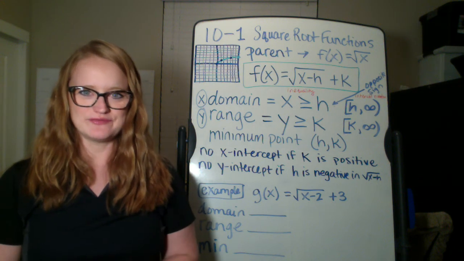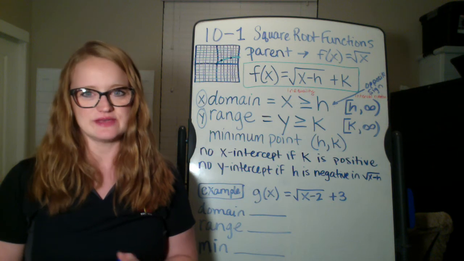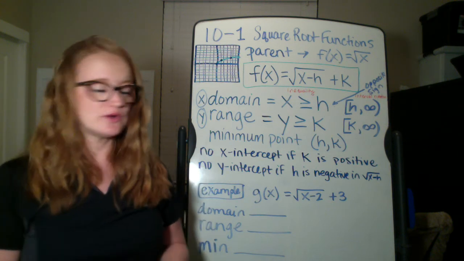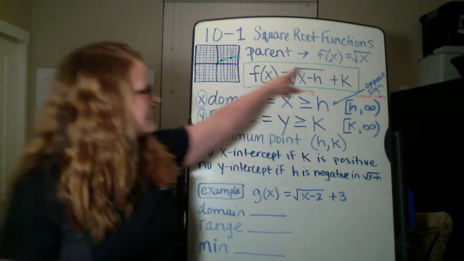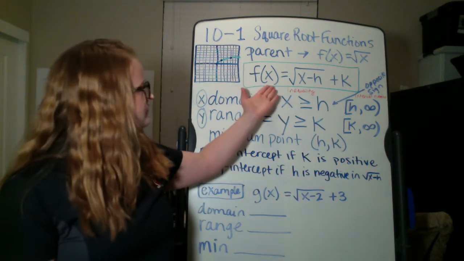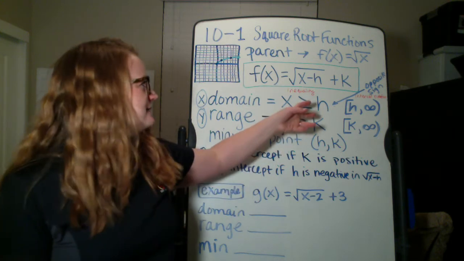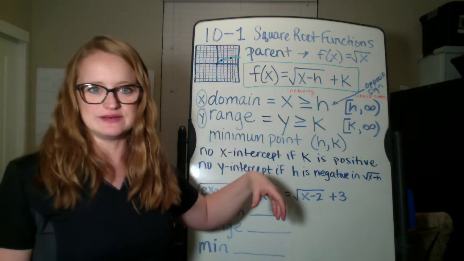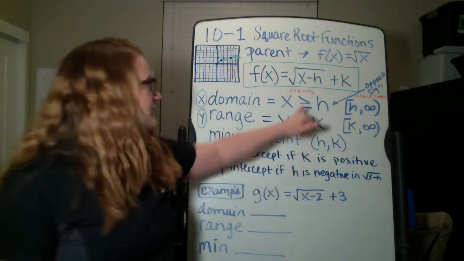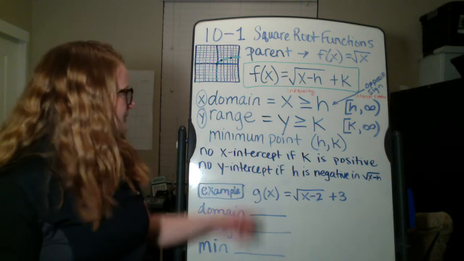10-1 square root functions, talking about what they look like and just features of a square root function. So the parent function again is f of x equals the square root of x. But we also have this other formula that we can use where they get a little bit more complicated and translate on the coordinate plane, move around with h and k values. So we'll look at what that means.